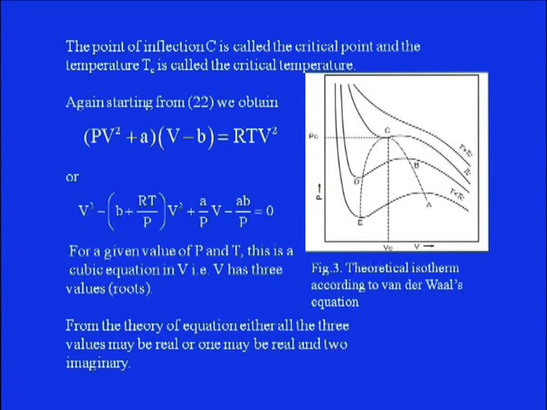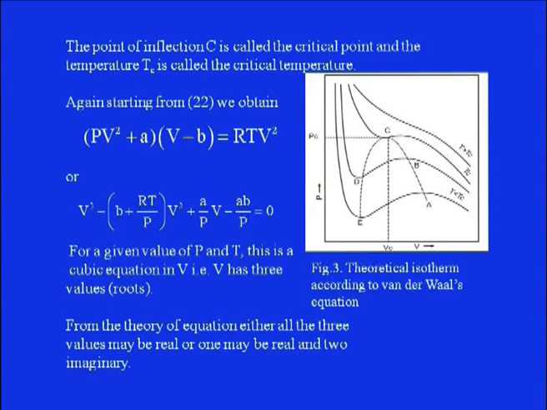Then you start from this Van der Waals equation and rewrite it: (P + a/V²)(V − b) = RT. You will get PV² + a(V − b) = RTV². Then you rewrite this equation in terms of volume. So, we can write V³ − (b + RT/P)V² + (a/P)V − ab/P = 0. This is a cubic equation.